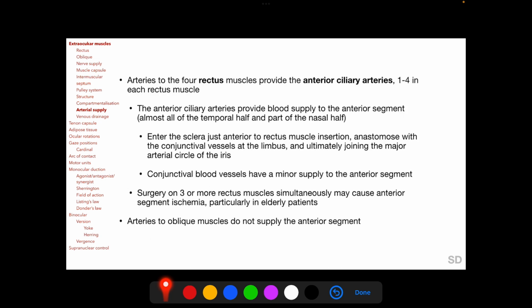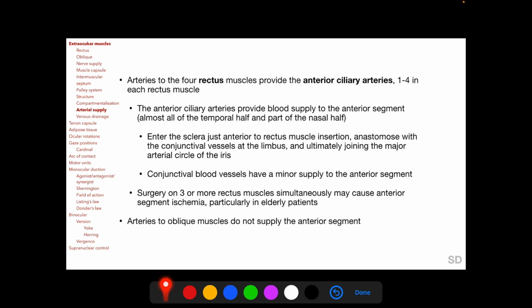What is important to remember is that the arteries to the four rectus muscles provide the anterior ciliary arteries, 1 to 4 in number in each rectus muscle. The anterior ciliary arteries provide blood supply to the anterior segment. Almost all of the temporal half of the anterior segment and part of the nasal half of the anterior segment are supplied by these anterior ciliary arteries originating from the arterial supply of the rectus muscles.